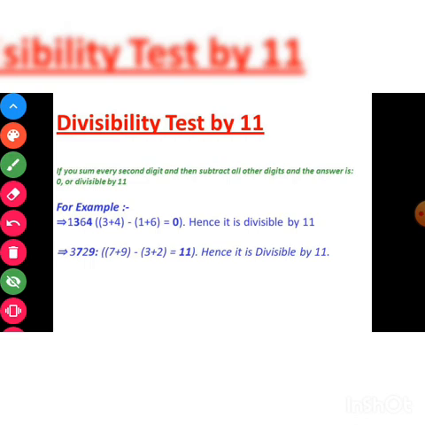Now your homework is, you will do the first and the second exercise from your R.S. Agarwal book.